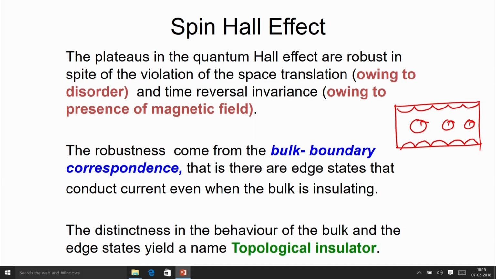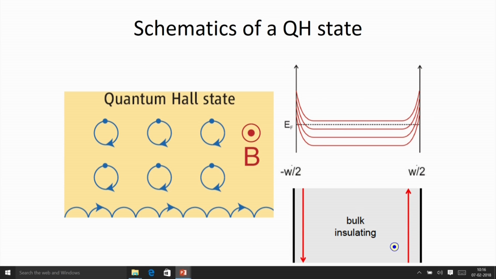So, there is a distinctness in the behavior of the bulk and the edge that yields a name, which is called a topological insulator. It is a very important and recent trend in the study of condensed matter systems, in which a lot of classes of topological insulators are being predicted, and some of them have been discovered, and they show unusual conductance properties, which are very distinct from ordinary insulators, which are called band insulators.